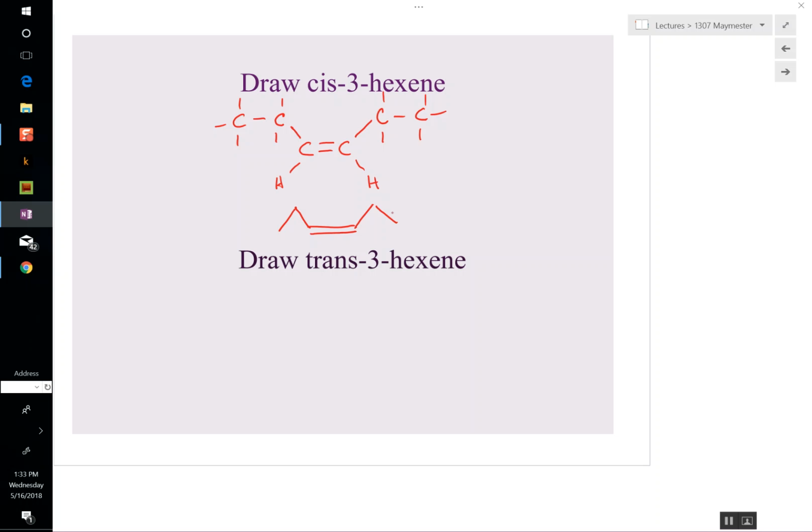Now let's do trans. Professor, question. In the line formula for the double bond, do we have to put it under or above the other line, or is it the same? It doesn't matter. If it was like that, that would be fine too. Just 2 lines there, your double bond. Thank you.